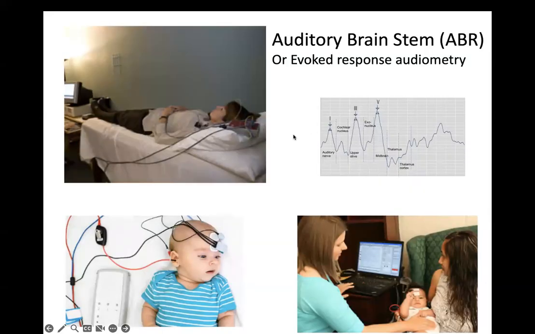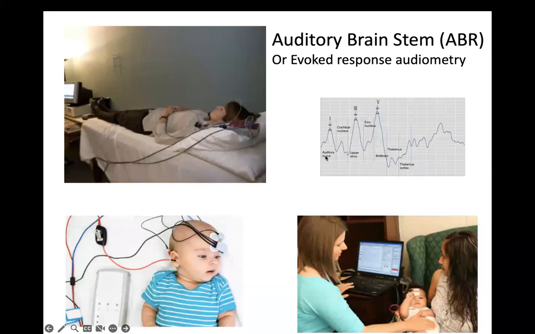Now, the auditory brainstem, or evoked response audiometry, this is kind of like what you guys took in neuro, EEG. You have EEG for your brain, it measures your brain waves. Meanwhile, the auditory brainstem measures your auditory nerve waves. So the waves that are sent to your brainstem and to your auditory nerves.